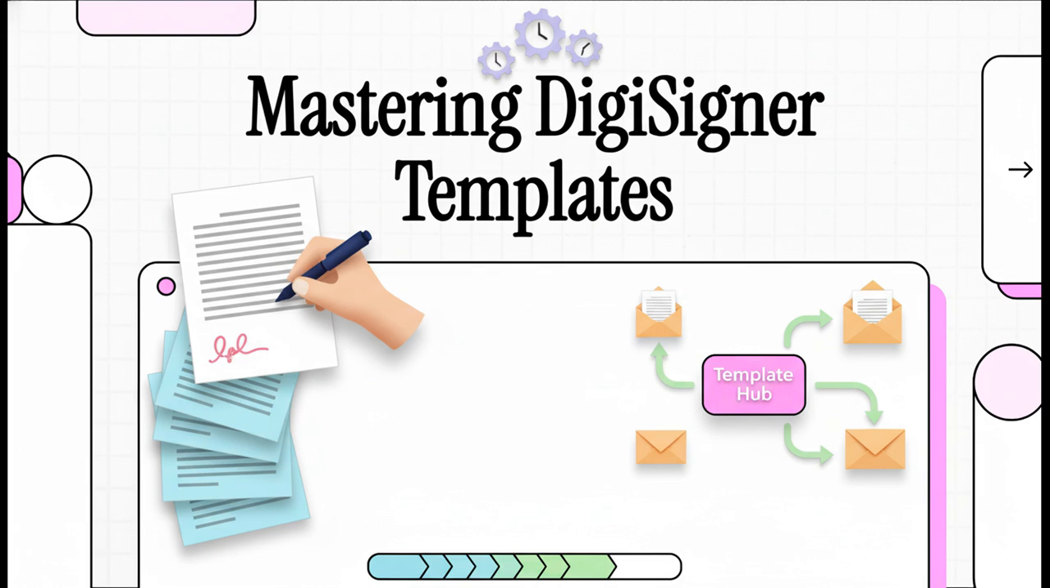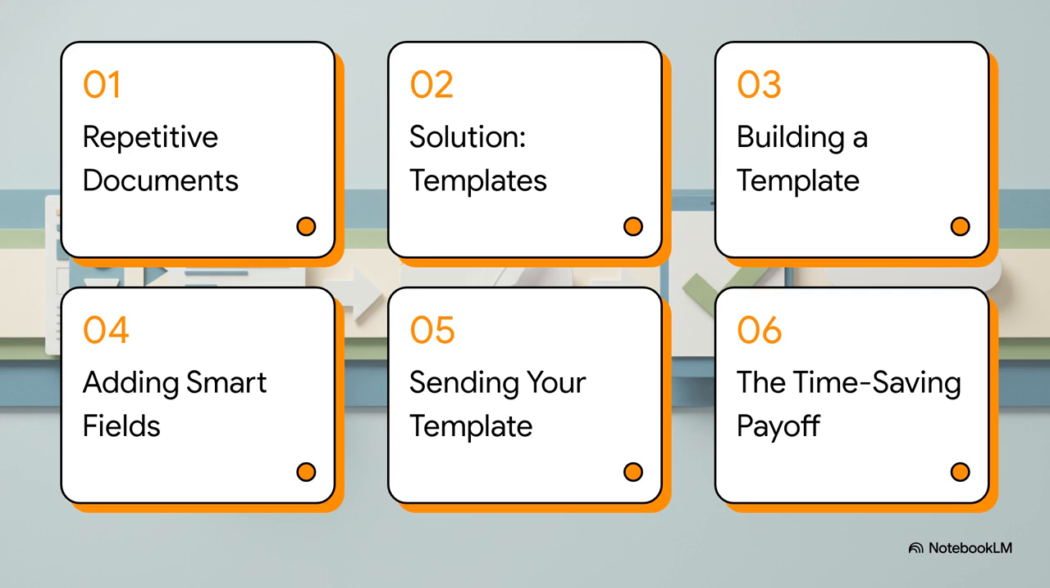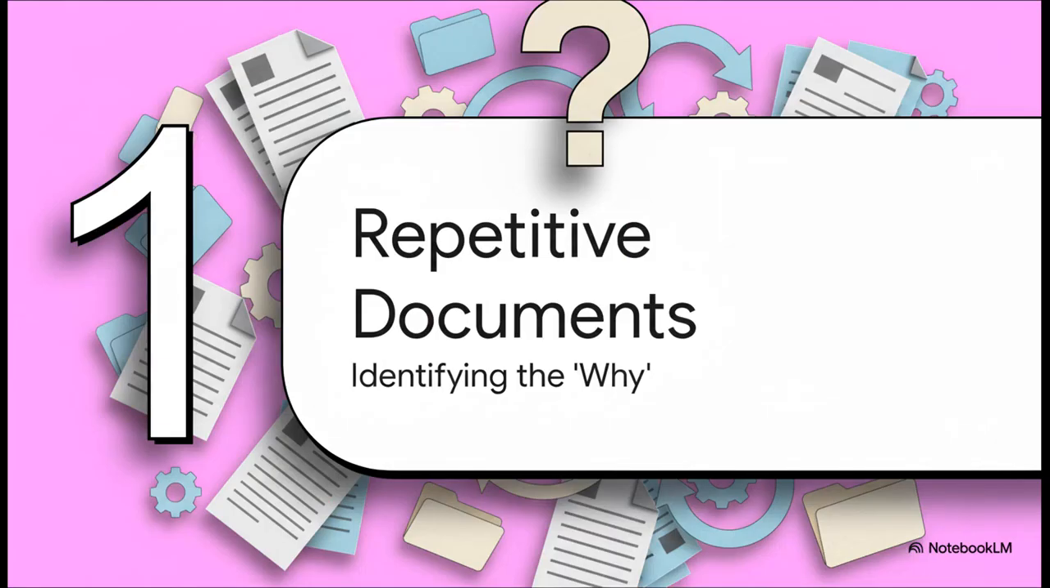Today, we're doing a deep dive into Digisigner templates, a feature that will literally give you hours of your week back. So, here's our game plan. First, we're going to talk about the problem this whole thing solves. Then, we'll get into the solution, templates. I'm going to walk you through step by step how to build your first one and add all the cool smart fields. Then we'll cover sending it off, and we'll wrap up with the best part, all the time you're about to save. Sound good? Let's jump in.